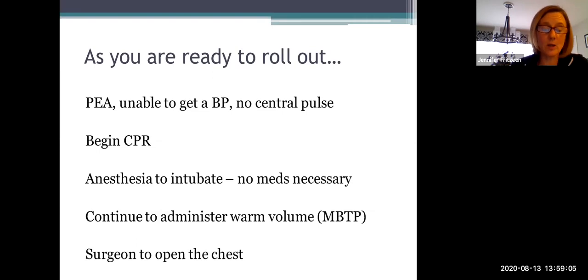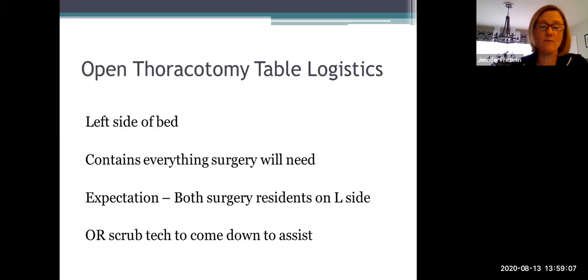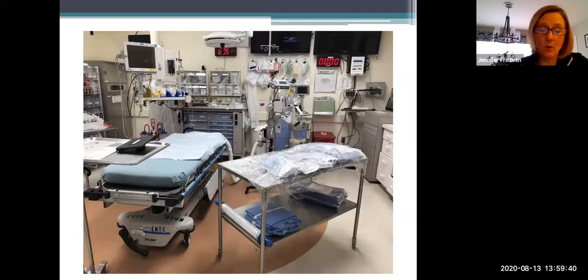The surgeon is going to quickly want to open the chest because this is somebody that we visualized going down. We need to make sure that the open thoracotomy tray is on the left side of the bed. It's going to contain everything they need: the betadine, the blade, the open thoracotomy pack, absolutely everything they need to open it. Both surgical residents, your surgical coordinator and your junior residents are going to go on the left side of the bed. The junior is going to help pass instruments in because none of us are scrub techs and know what any of that stuff is. And then a scrub tech should be called to come down.